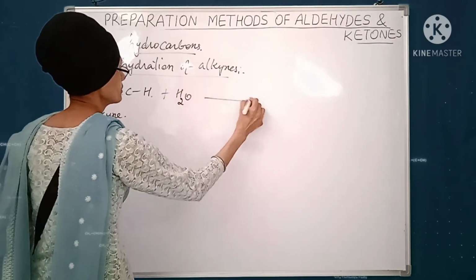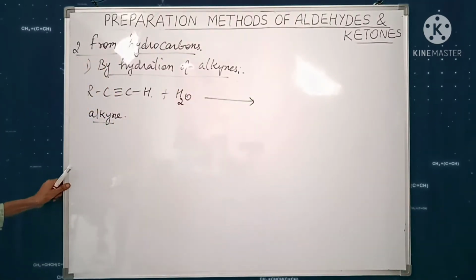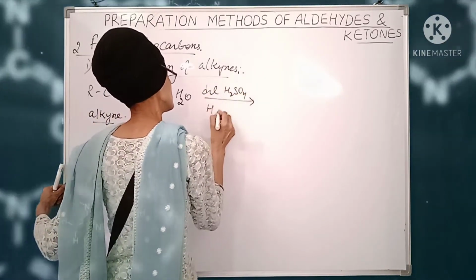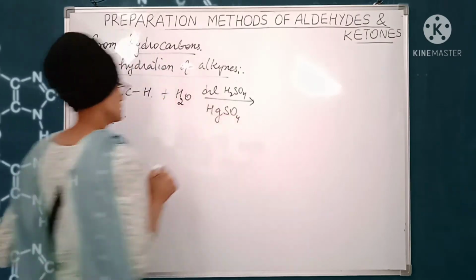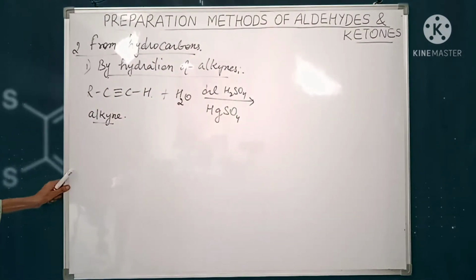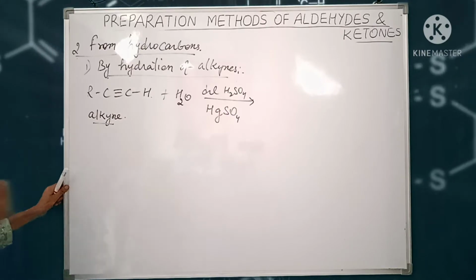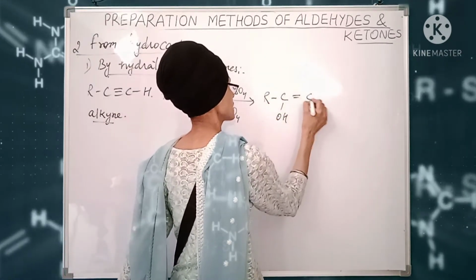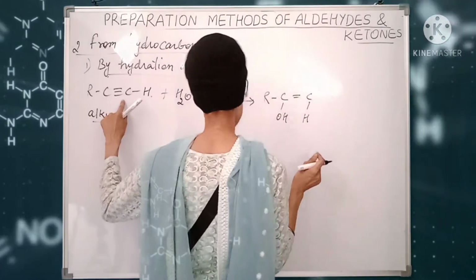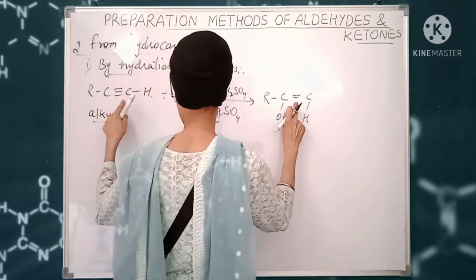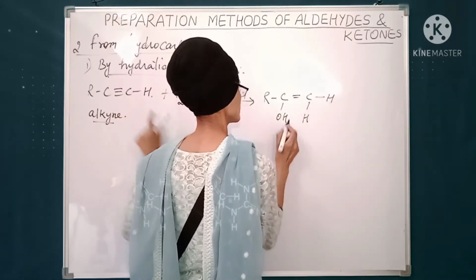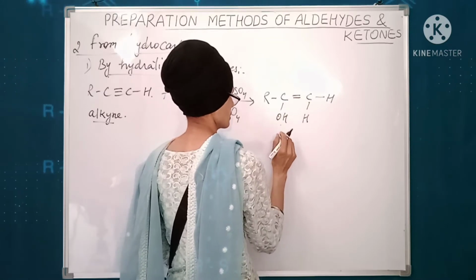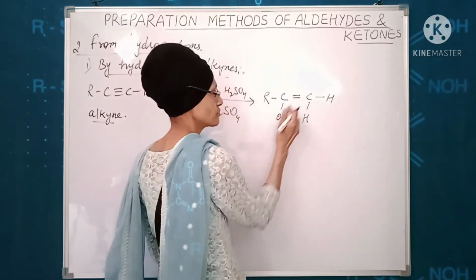Water is added to it in the presence of dilute sulfuric acid and mercury sulfate, HgSO4. An intermediate enol is formed like this. On one side OH is added, on the other side H is added. The triple bond breaks and changes to a double bond, and we get "ene" for the double bond and "ol" for the OH added. It is an alcohol but with a double bond.